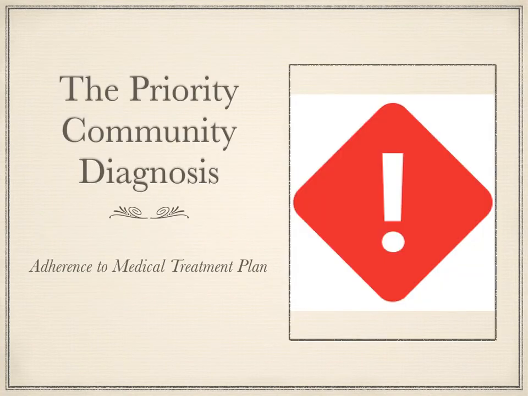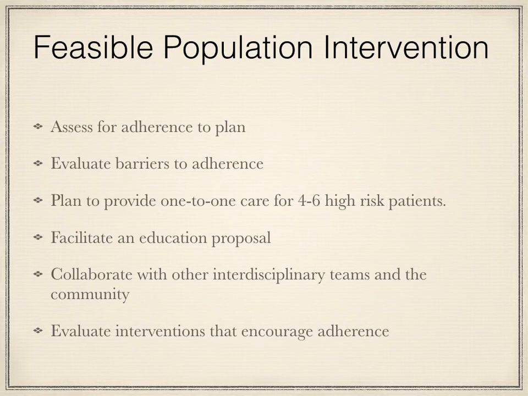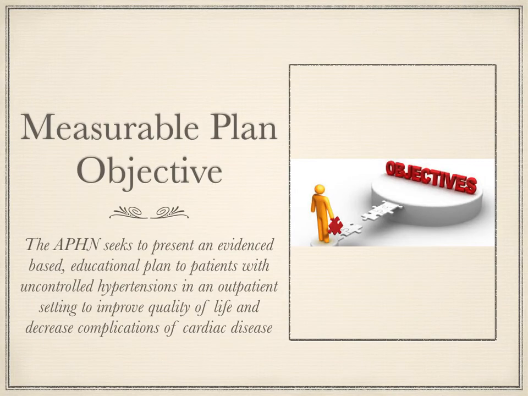Three priority community diagnoses were financial barriers, limited access to resources, and education of disease management and resources available. The priority community diagnosis that was noted was adherence to a medical treatment plan. Some feasible population interventions that could be done were just assessing for adherence, evaluating barriers, and then working through those barriers in a one-on-one individualized treatment plan. And at the end, we would evaluate those interventions that patients were able to adhere to.